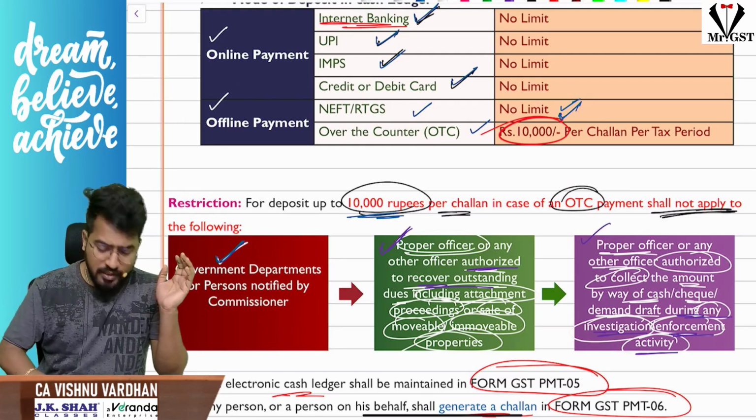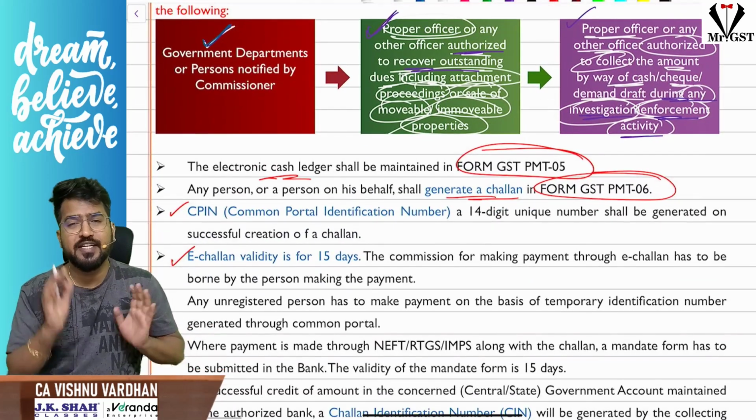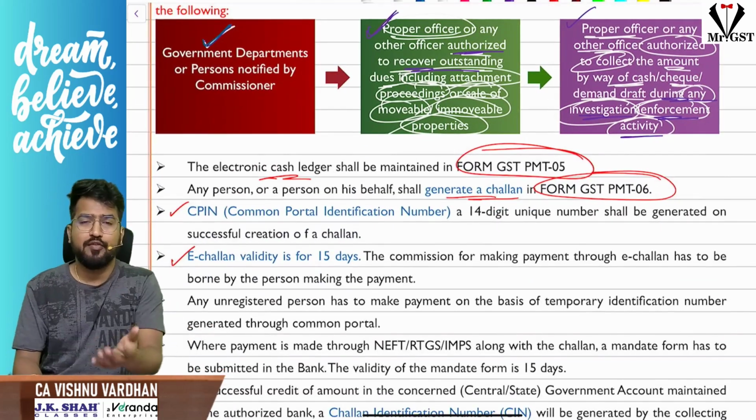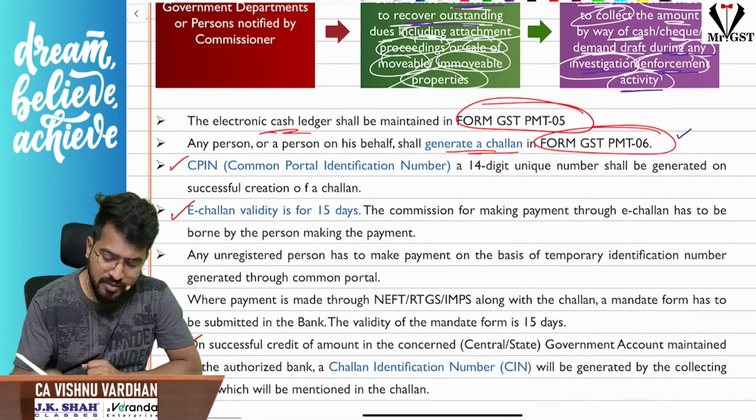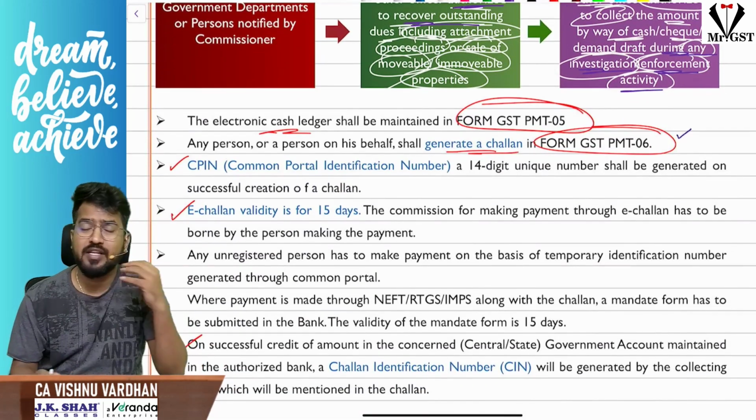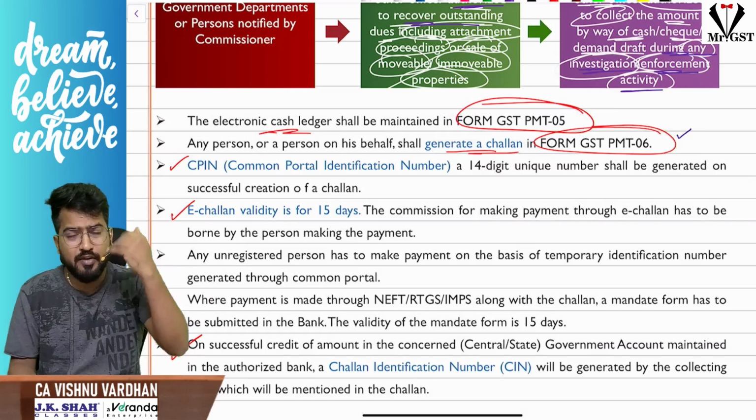If you see here, for making the payment, first we should generate the challan, whether it is an online payment or offline payment. The challan form is GST PMT 06, and whatever amount you have uploaded in the challan, that will be like payment is made.